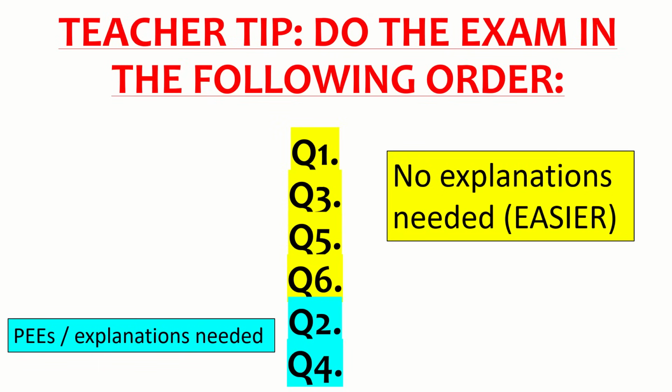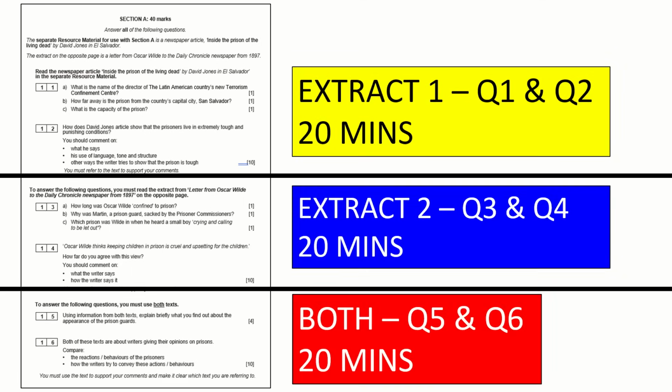However, if you're looking for maybe the higher grades, remember, you can almost just split the exam into 3 parts. So extract 1, questions 1 and 2, 20 minutes. Extract 2, questions 3 and 4, 20 minutes. And then 5 and 6, where you're looking at both extracts, 20 minutes. Add on 5 minutes extra if you've got extra time.